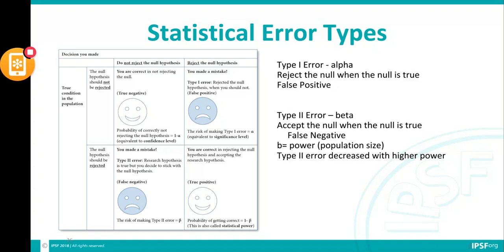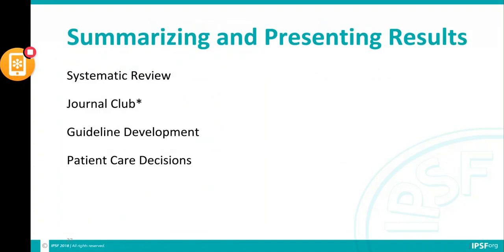Establishing a high enough power is super important in avoiding this false negative outcome. So once you look through your whole paper, you've analyzed its methodology, you've analyzed its outcomes and its analysis. Now you have a chance to summarize and present those results. And people do that in a number of ways.